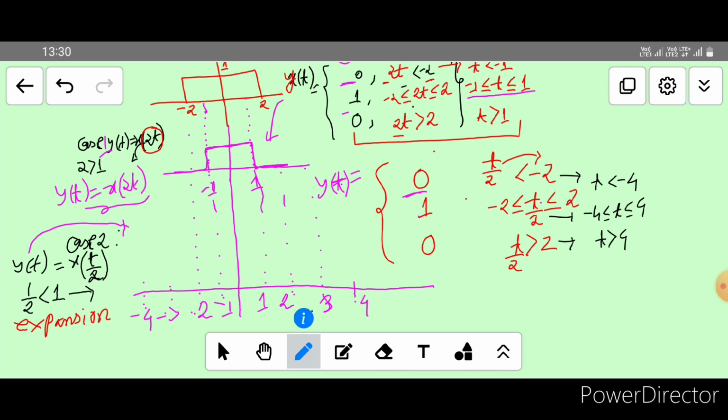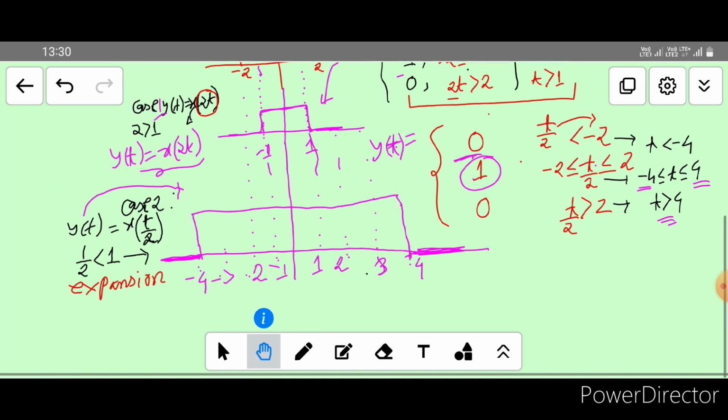When t is less than minus 4, our value of y(t) is equal to 0. When t is between minus 4 and 4, our value of y(t) is 1. And when t is greater than 4, our value of y(t) is 0.